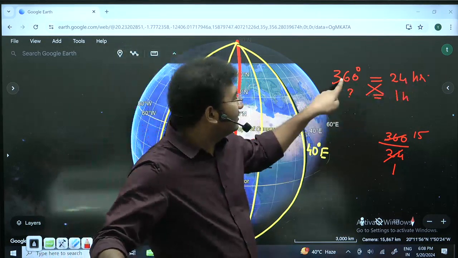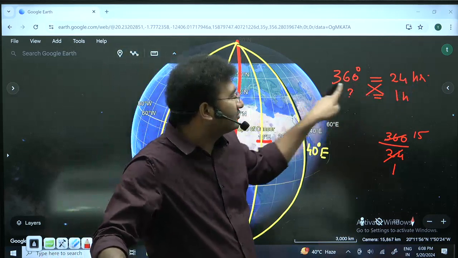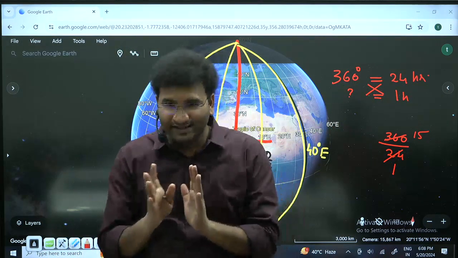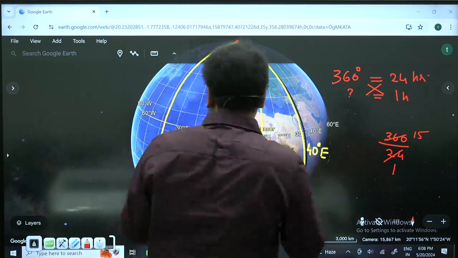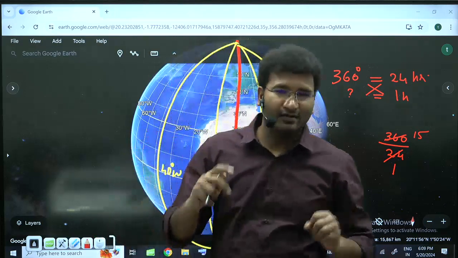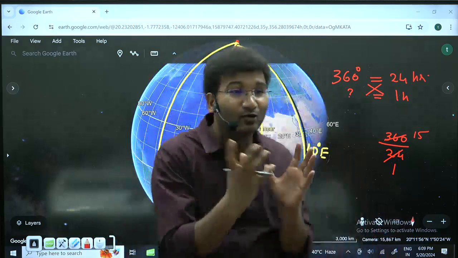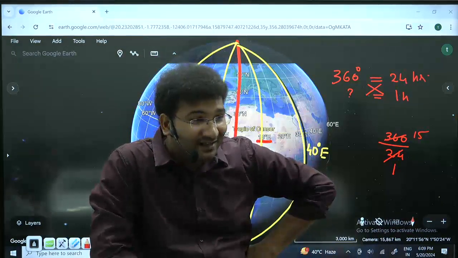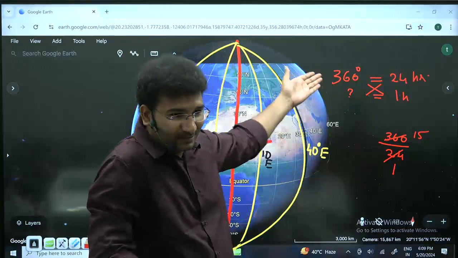24 hours is equal to 360 degrees. 1 hour equals to how many degrees? Earth is making 360 degrees in how much time? 24 hours. एक घंटे में कितना घूम रहा है? How many degrees is it moving? 15 डिग्री. ये मैथमेटिकल कैलकुलेशंस 15 डिग्री है ना?